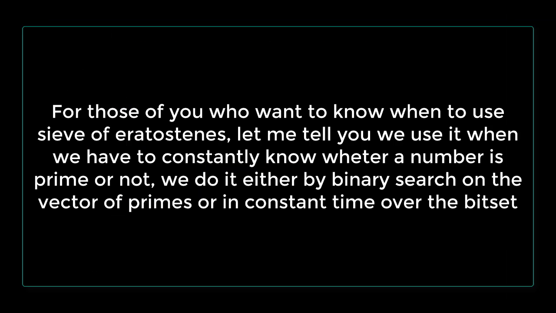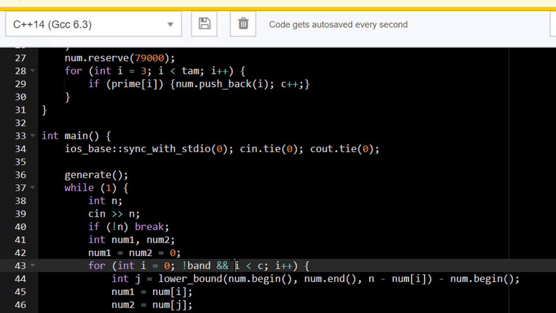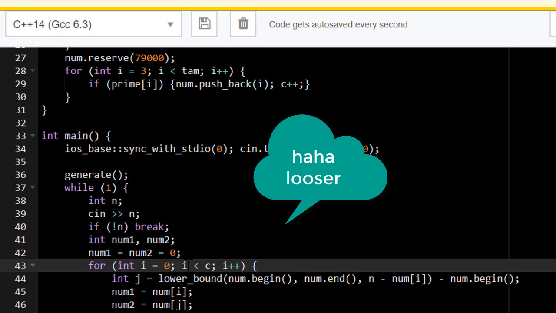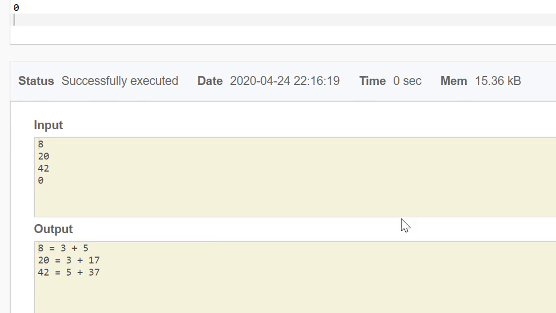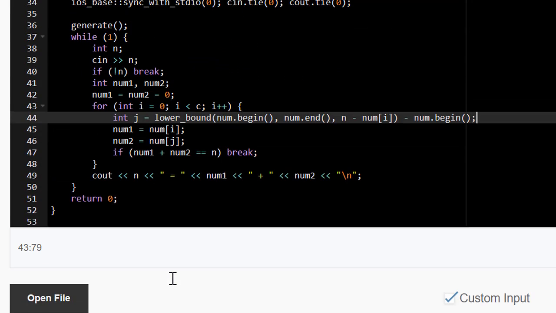Then we just have remaining printing these numbers, n equal to num1 plus num2. And for those of you who want to know when to use the Sieve of Eratosthenes, we use it when we have to constantly know whether a number is prime or not. We do it either by binary search on the vector of primes or in constant time over the bitset. Actually, I don't need this condition either. So we run this code again, and we're gonna see the answer that it gives us. We get 3 plus 5, 3 plus 17, 5 plus 37.